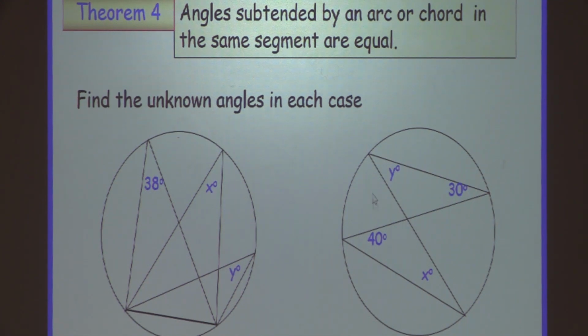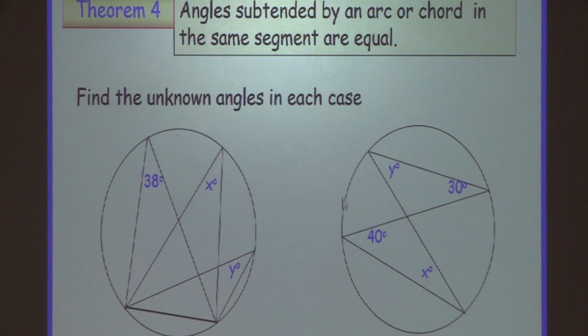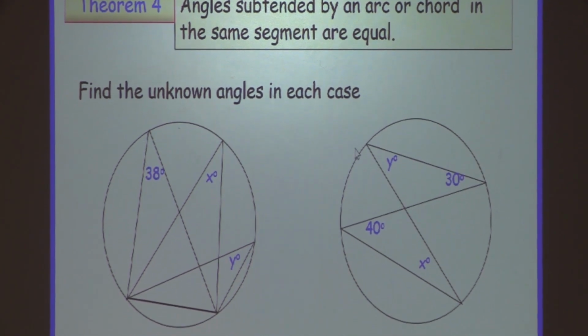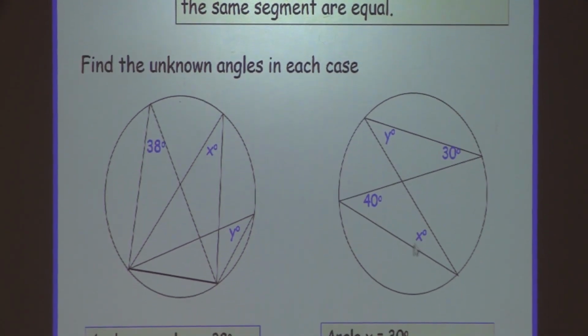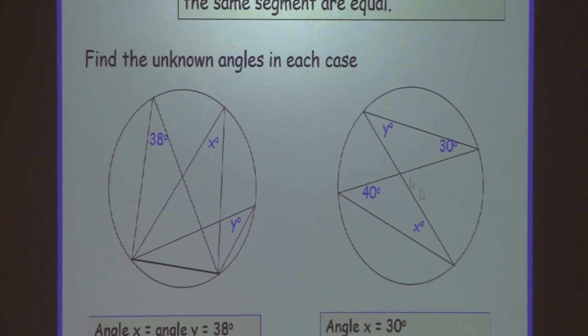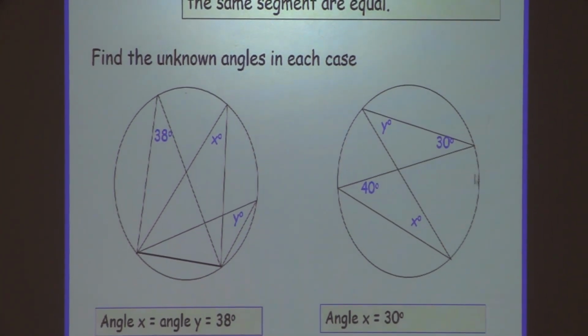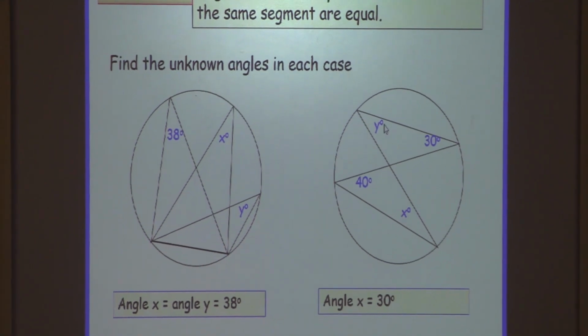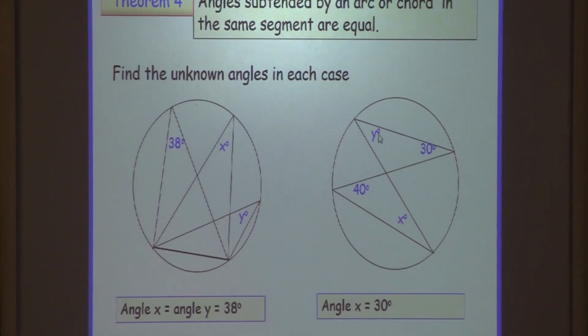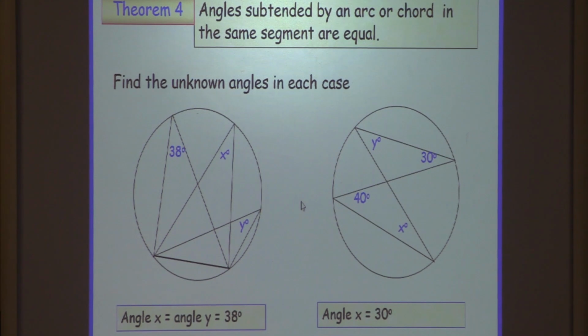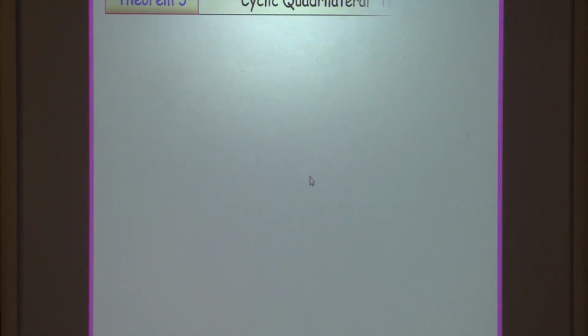This is the arc. This arc forms that angle. The same arc forms this angle. So these two are the same. In the very same way, if I'm coming from this side, that one is y. So this one will be 40, therefore y is 40 as well. Angles subtended by an arc or a chord in the same segment are equal. And let's go to the cyclic quadrilateral theorems.